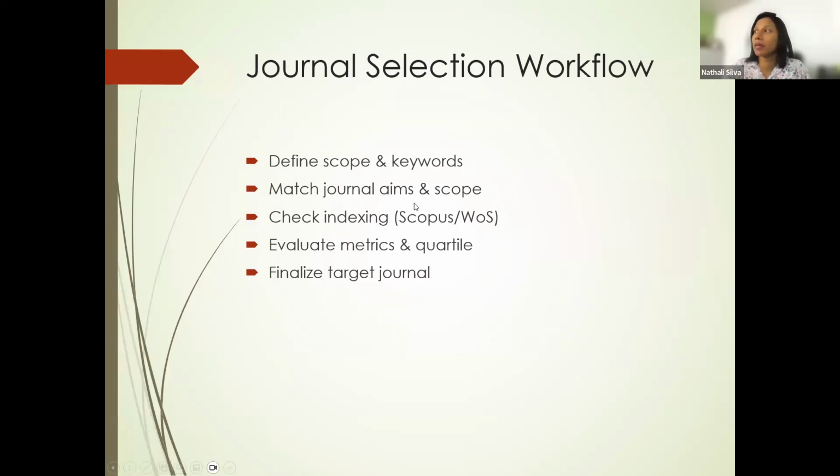After reading through aims and scope, then we might feel like, okay, this is partially fitting with the aims and scope, or this is far from the aims of the journal, or we can say, okay, this is something that really matches with my work. So this is a critical point that all researchers need to do.